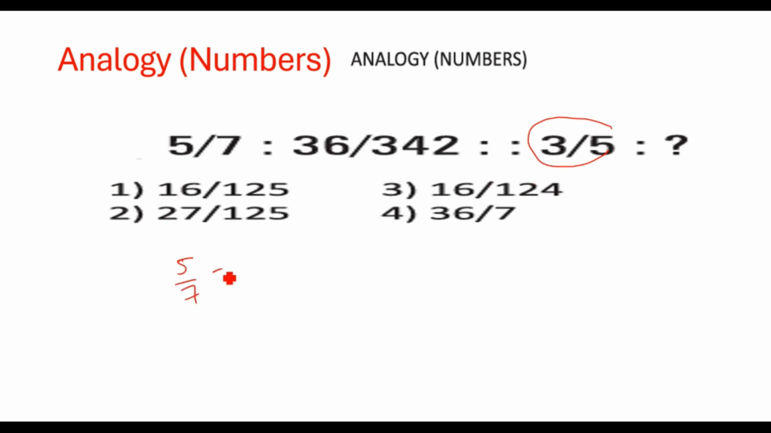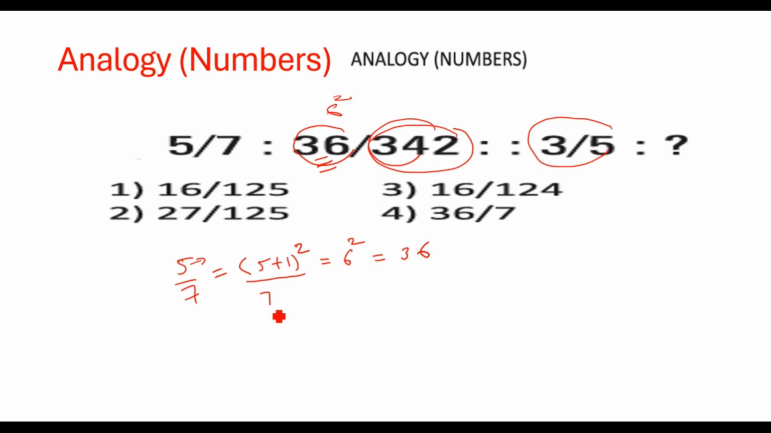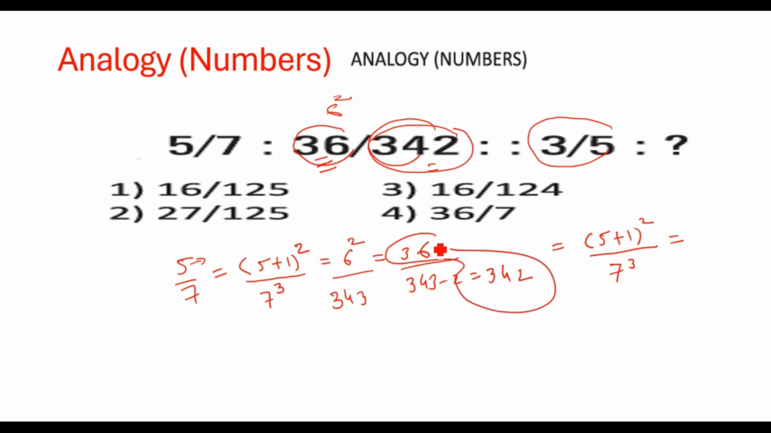Now look here, 5 by 7 is correlated with 36 and 342. This looks like a 6 square. Here I have a 5, so if I add 1 to 5, 5 plus 1 square becomes 6 square, which is equal to 36. That is the pattern followed by the numerator. Now coming to the denominator, we require 342. If I take 7 cube, 7 cube is 343, but I require 342, so 343 minus 2 is 342. It means it is 5 plus 1 square divided by 7 cube, which gives the answer 36 by 342.